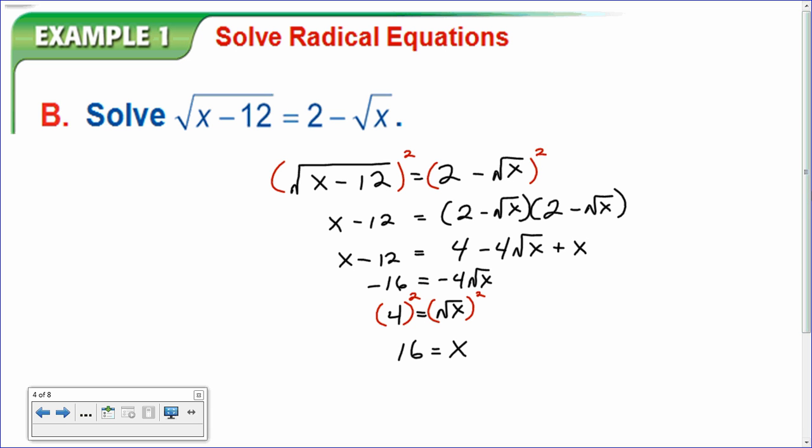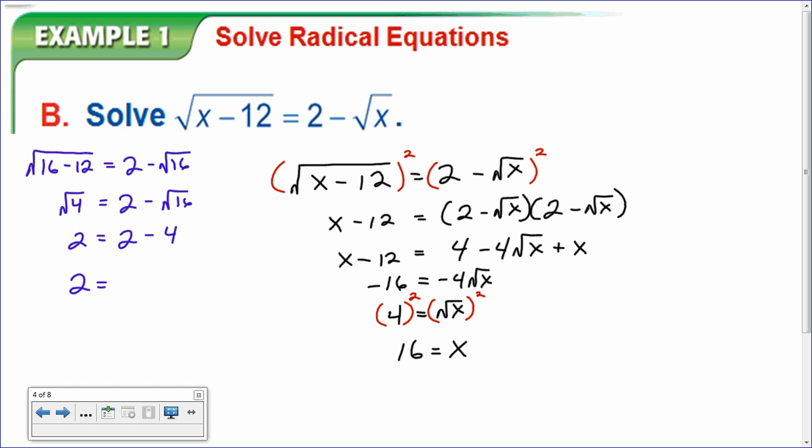But importantly, you need to plug that 16 in up here. So I'm looking at the square root of 16 minus 12 equals 2 minus the square root of 16. Now 16 minus 12 is 4, so the square root of 4 equals 2 minus the square root of 16. That's going to be 2, and that's 2 minus 4. 2 equals negative 2. Not true. So this is not a solution. There is no solution to this problem.